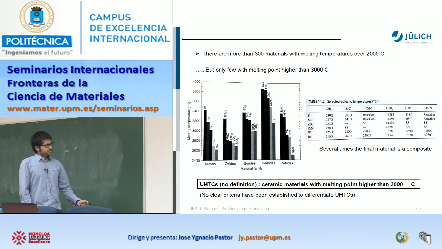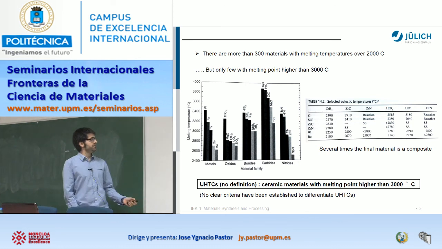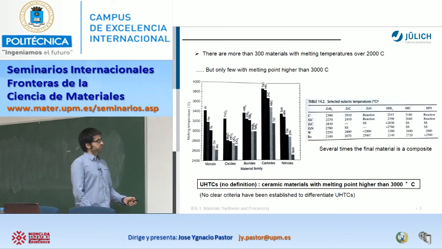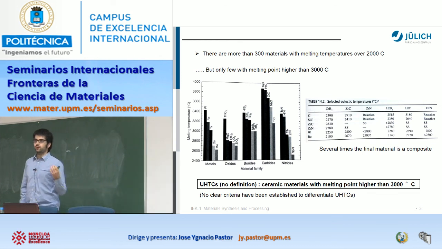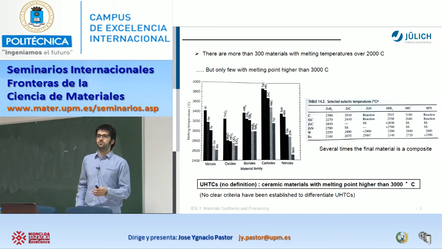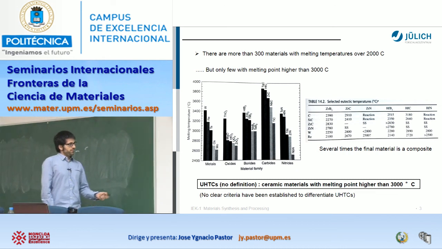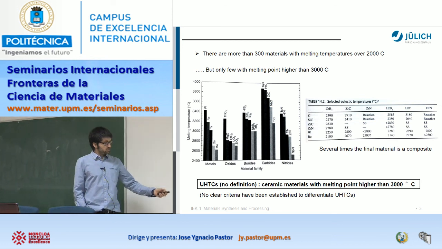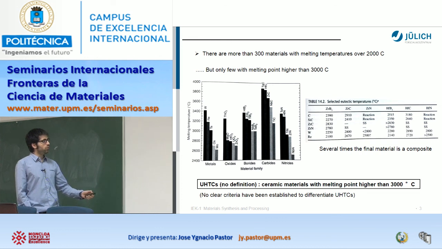Even there are a few metals that have melting points above 3000 degrees, like rhenium or wolframium or other materials. But you cannot produce a material based only on rhenium, for example. It's a really expensive material, and it's not possible. Another family of materials are the oxides. We talked yesterday about zirconia for the thermal barrier coatings, but there are other possibilities.